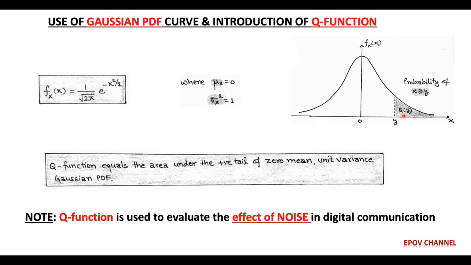As the probability of observing the random variable x at the 0 mean value is maximum, and this value decreases below and above the mean value, at the tailing edge the probability of observing values is very small. So at the positive tail of the Gaussian PDF, we introduce a Q function that is equal to the area under the curve, shown by the shaded region. And this Q function is widely used to evaluate the effect of noise in digital communication.